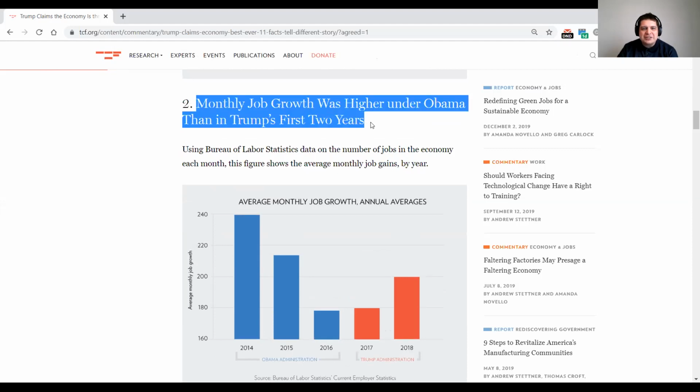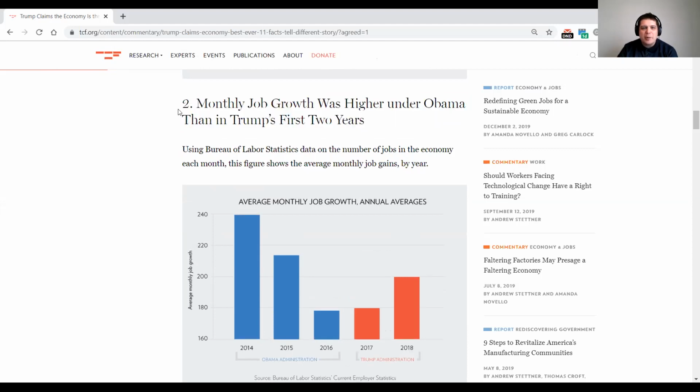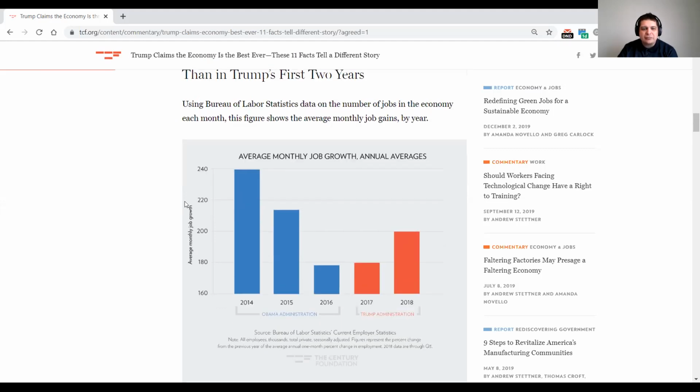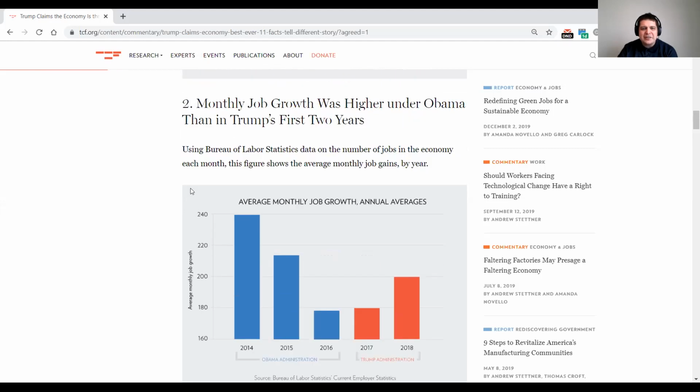We also have stuff in the captions. Monthly job growth was higher under Obama than in Trump's first 2 years. So again, they're picking things that reflect well on Obama and poorly on Trump. These are average monthly job gains. And it is worth pointing out that these are the last 3 years of Obama's second term, 2014 to 2016, and the first 2 years of Trump's term.